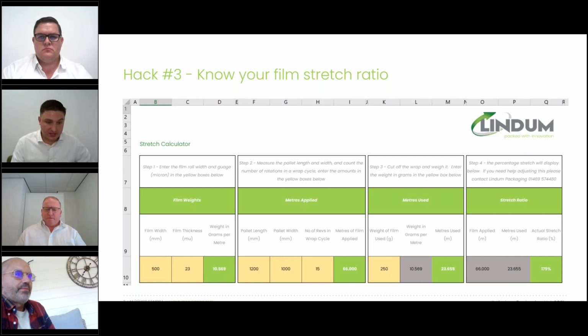So you need to input your data into the yellow cells you can see on the bottom of the calculator there. And you'll need to count the number of rotations on a pallet cycle. And then you'll need to cut the wrap off and weigh it as carefully, or as accurately, as you can. So in this example, I've weighed one and it's 250 grams. And I've put all the details in, and it's come out at the wrap of my pallet was, if I can read it on there, 179%.